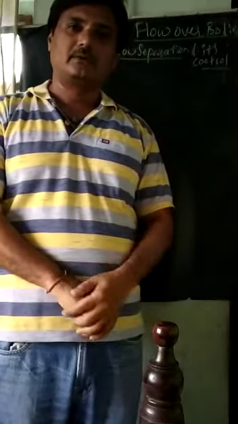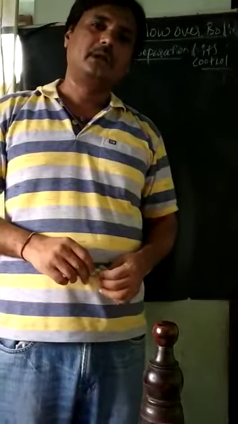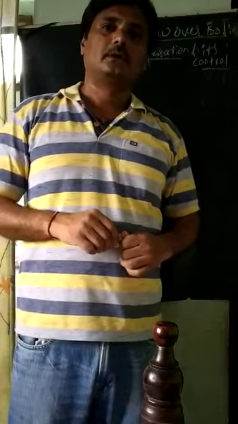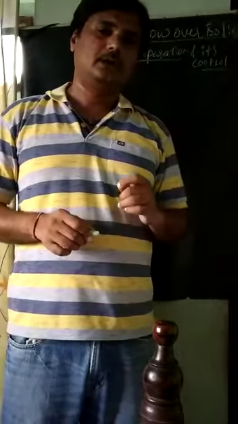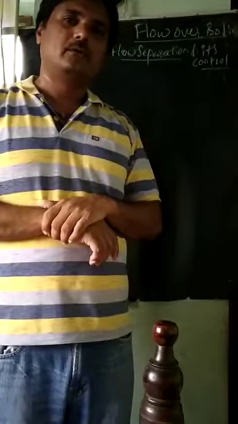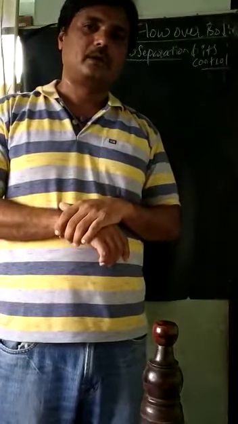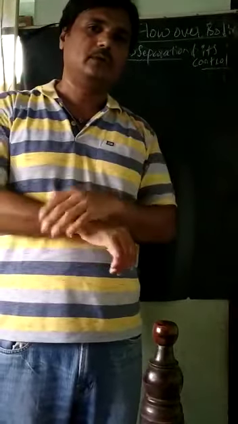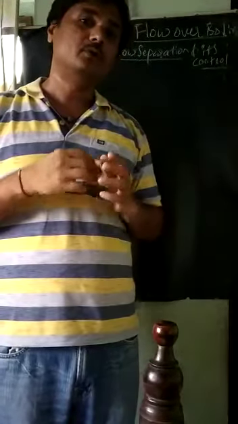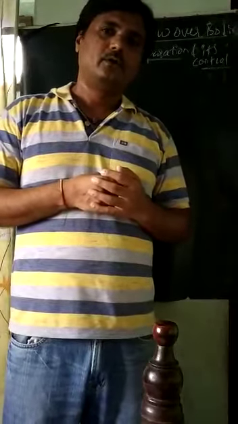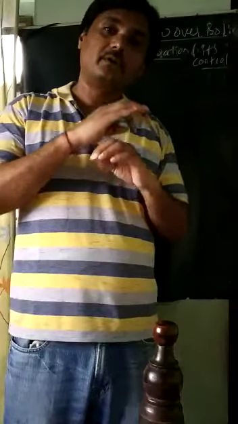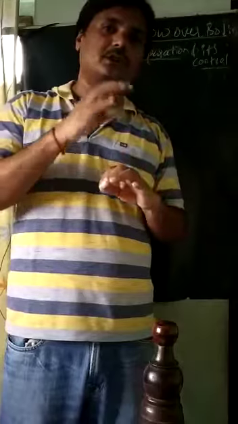Welcome back everyone. I am continuing the topic flow over a body. Now in that one special topic I am covering here, that is flow separation and its control, how to control the flow separation. First we will see what you mean by flow separation. Flow separation from where? Flow is separating from the surface of that body on which that fluid is flowing.